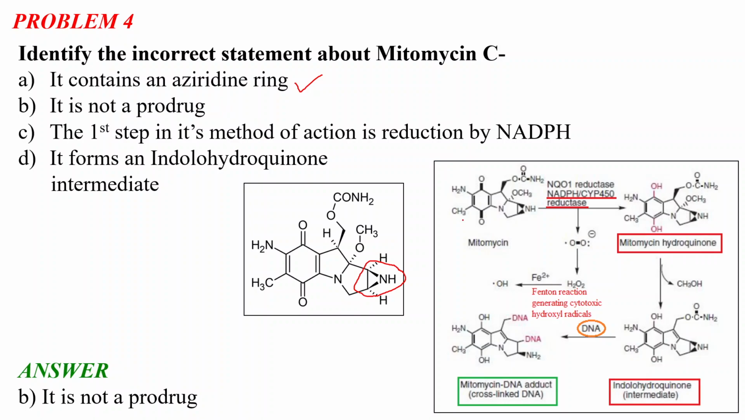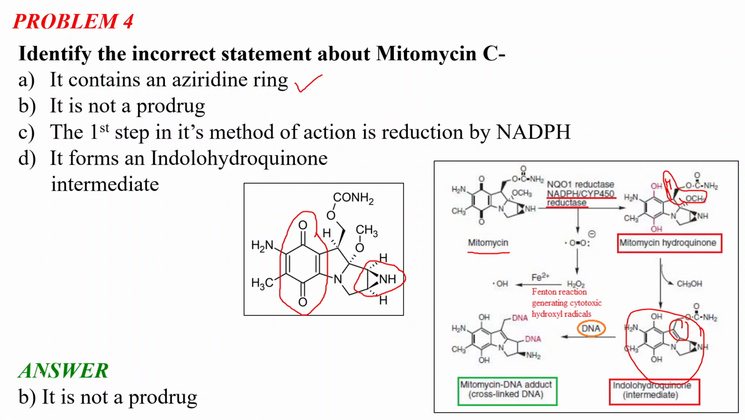It is a prodrug. Like cyclophosphamide, mitomycin is a prodrug and needs to get activated. The activation happens by NADPH or cytochrome P450 reductase, and these enzymes help in the reduction of the quinone ring. As you can see in the mitomycin, there is a quinone ring present. In the first step of activation, this quinone gets reduced to the hydroquinone, called mitomycin hydroquinone. After this, methanol is eliminated from this ring, and we have a double bond here, and this structure is called the indole-hydroquinone structure.